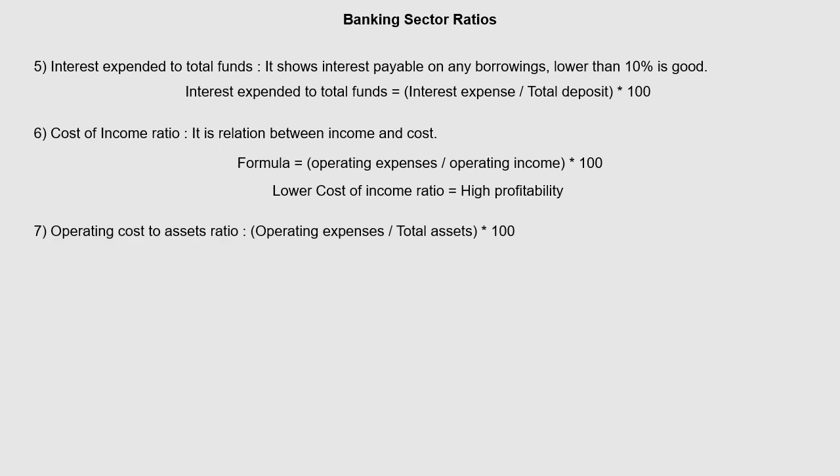Operating cost to assets ratio. As the name suggests, it's operating expenses divided by total assets, into 100. The lower the ratio is, the better. A good bank has this ratio decreasing year over year.